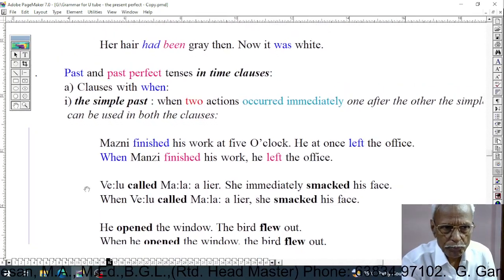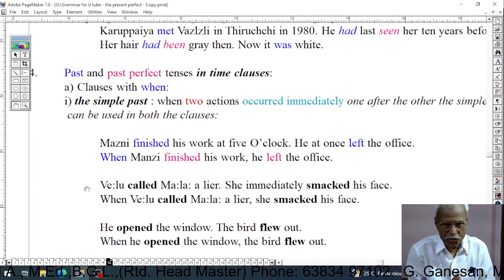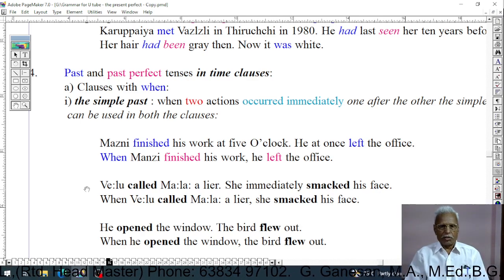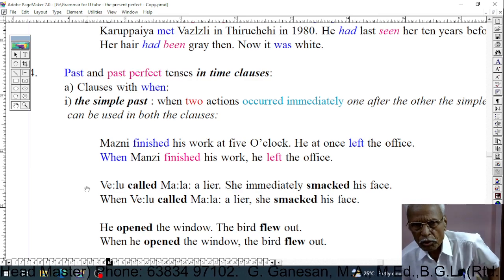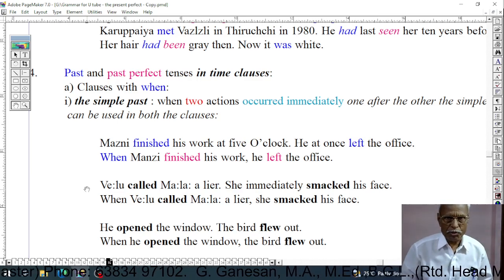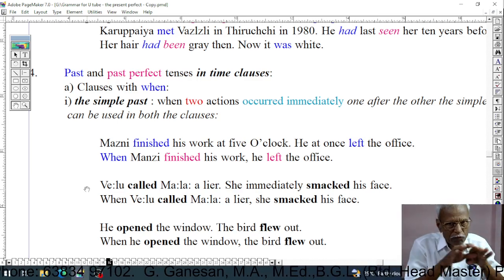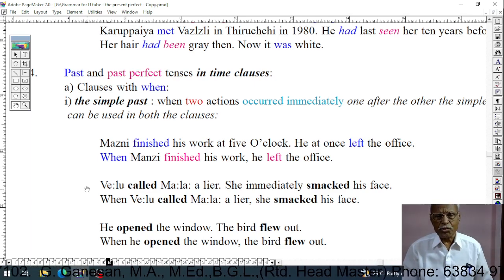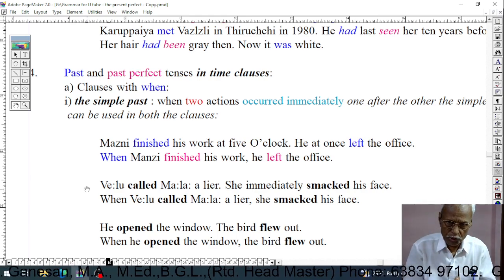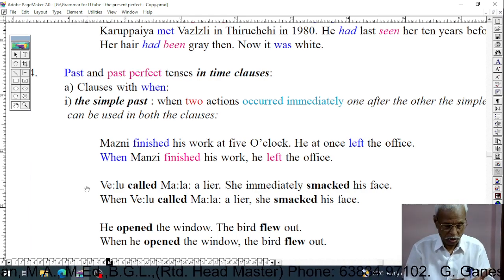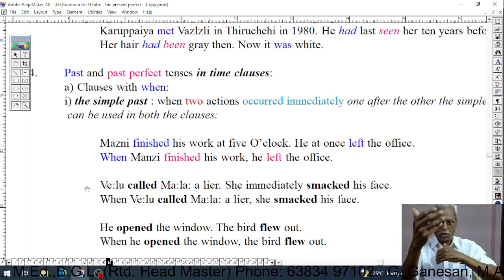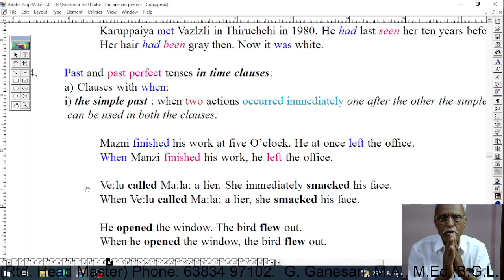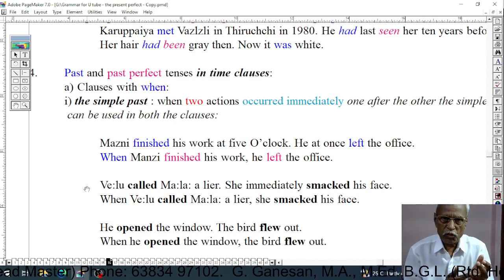Then example 4, past and past perfect tenses in time clauses. Dear students, when two actions in the past happened one after another, the two actions can be expressed using a when clause, after clause or before clause. These three time clauses. There are so many time clauses, but I am giving you these three: when clause, before clause, and after clause.